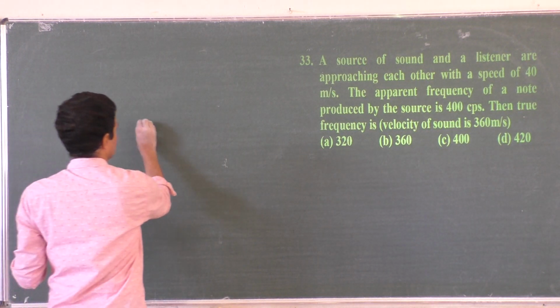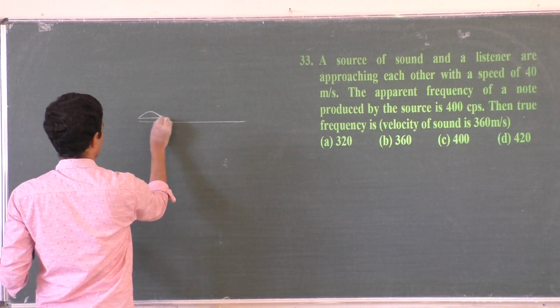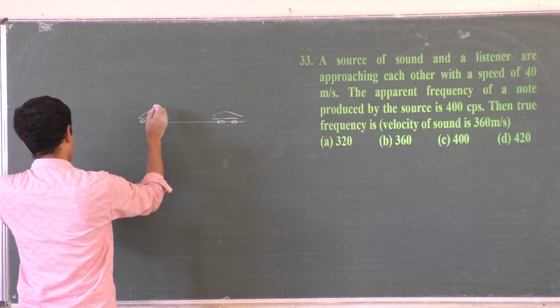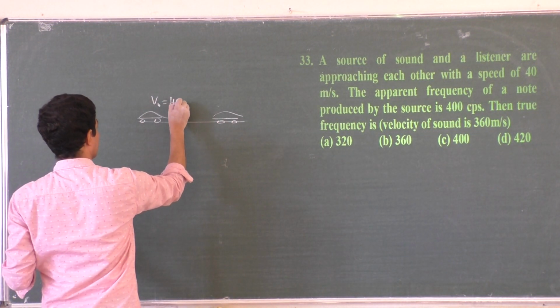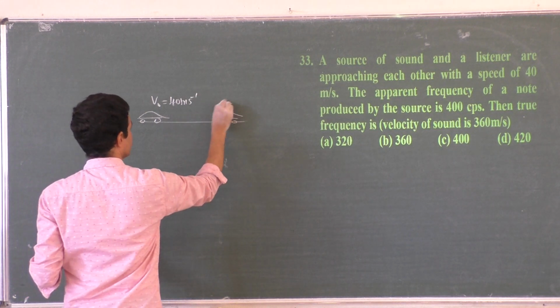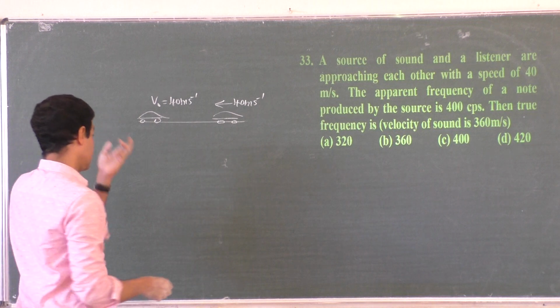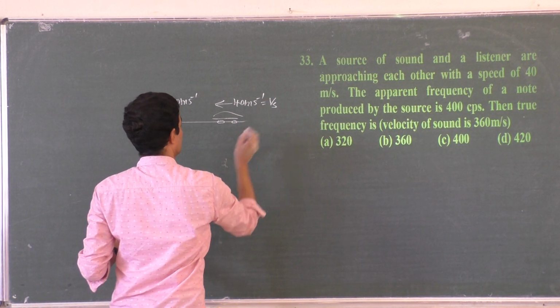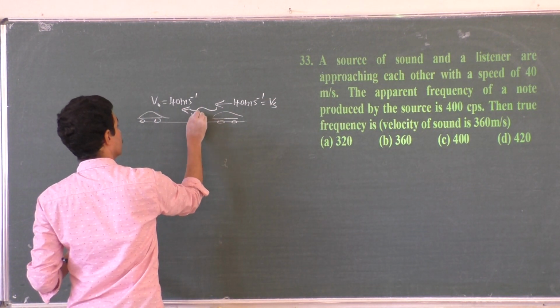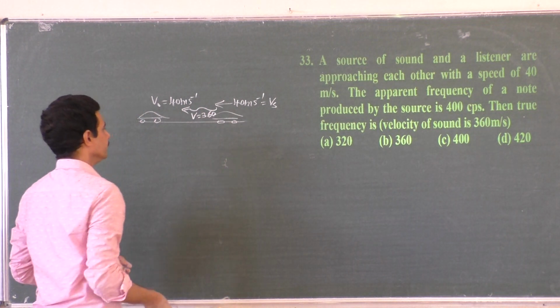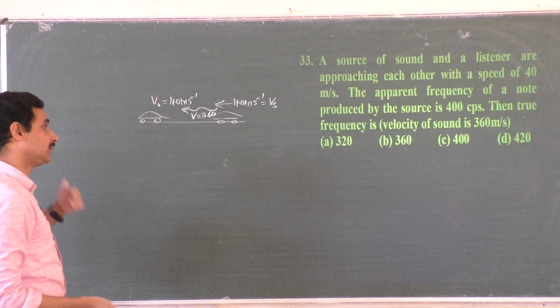Okay, we will study the situation. A source of sound and a listener. So we will take this as the listener, the observer, 40 meters per second. The source of sound, 40 meters per second. Correct? We will take this as the source of sound. Sound moving like this. How much? 360. Yeah. The apparent frequency is 400.